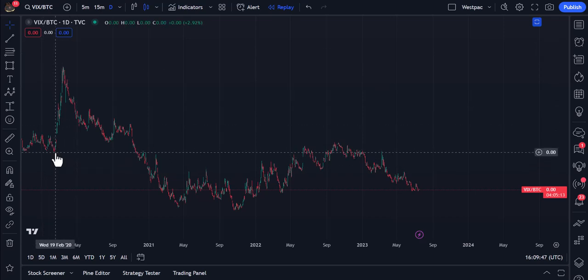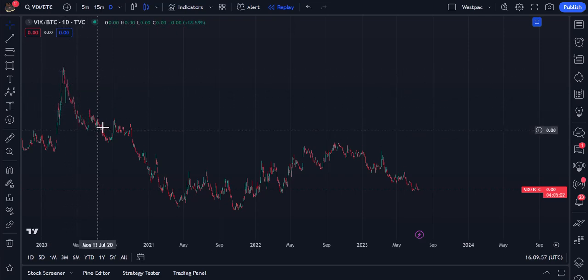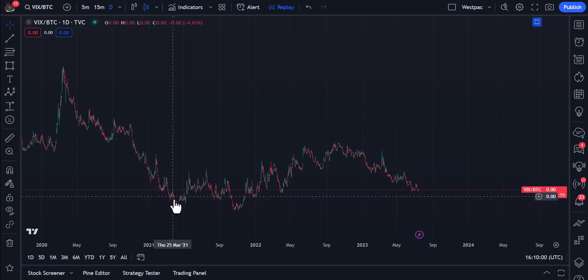You can see here, this was the COVID drop. VIX was outperforming Bitcoin. And then from this point, it started going the other way. Bitcoin was outperforming the VIX. This was our bull market. This was the bottom. This is when Bitcoin was 3K. Coming down, down, bull market.